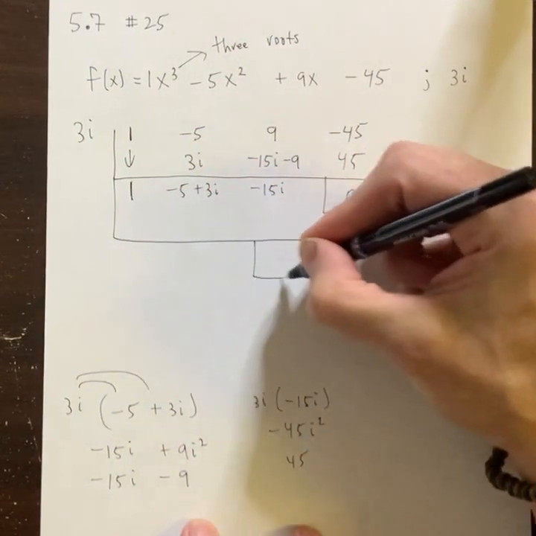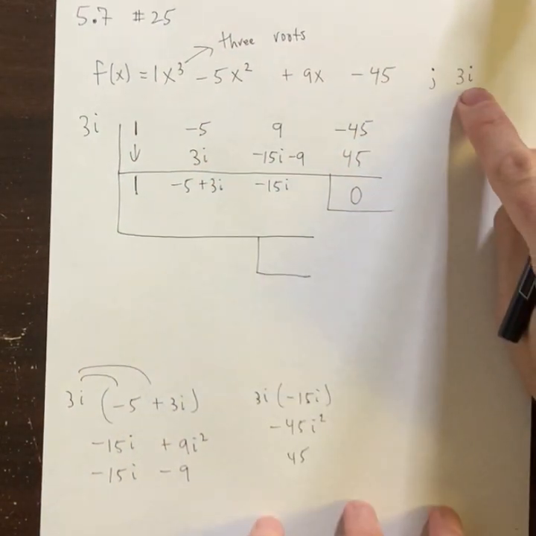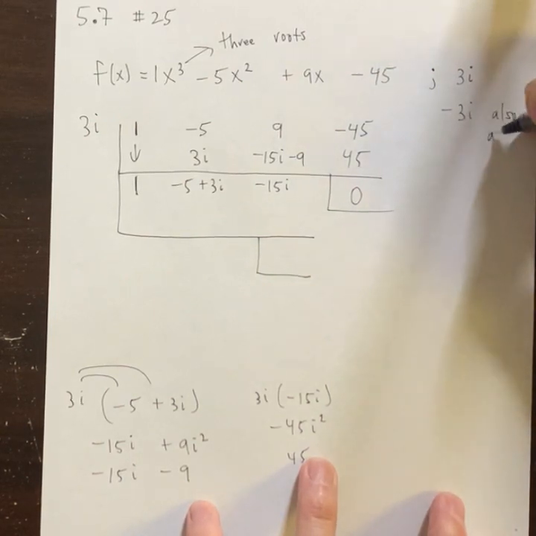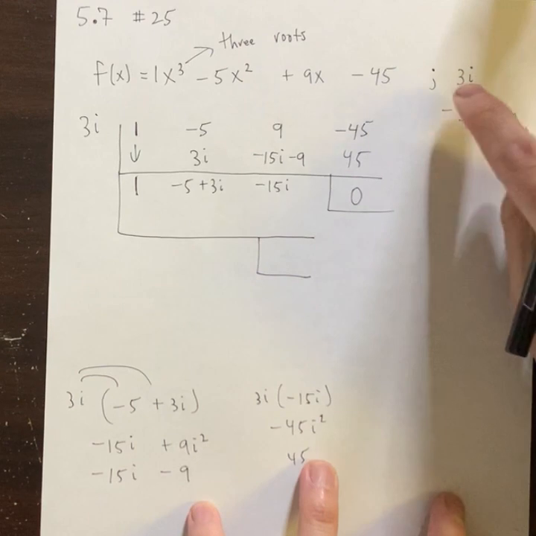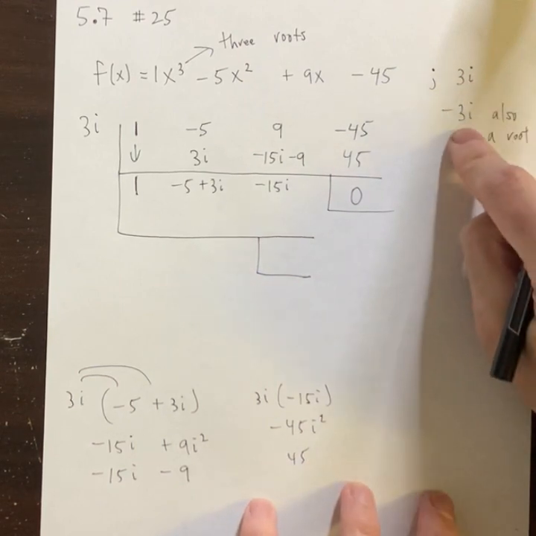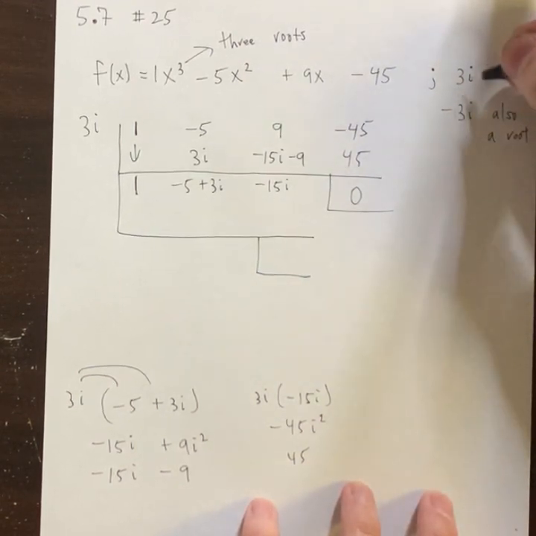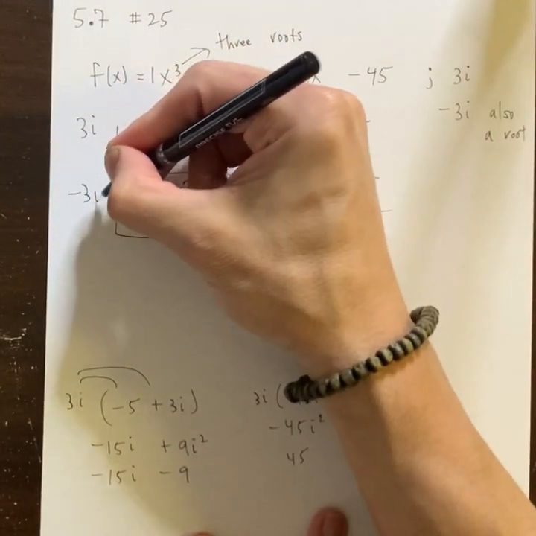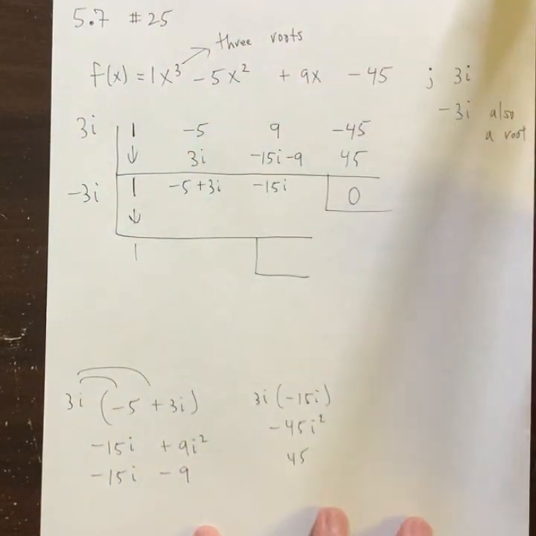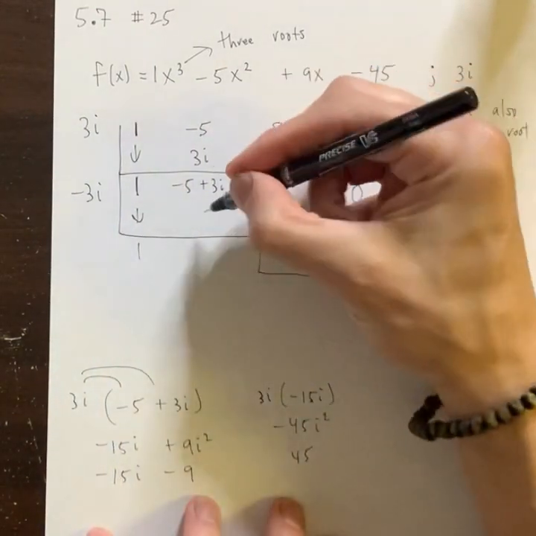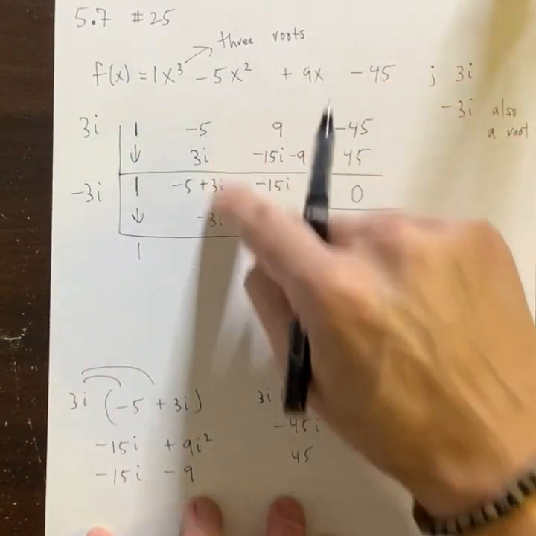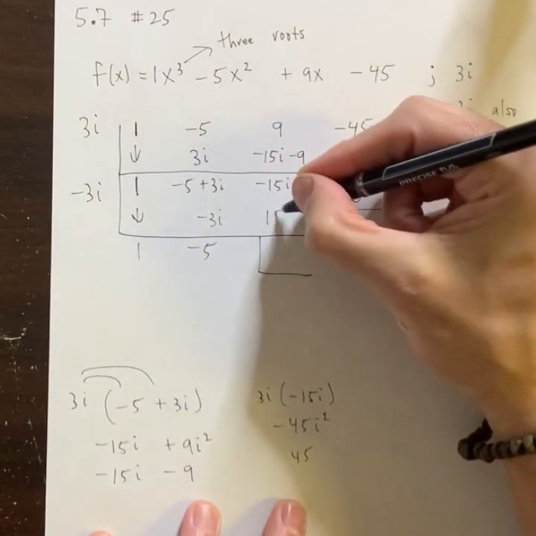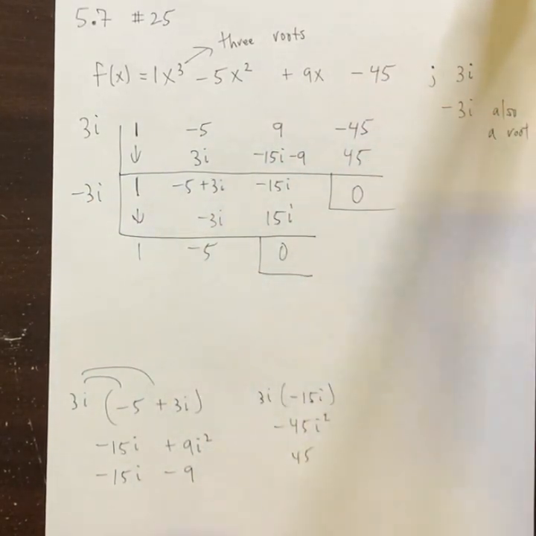But then remember what we talked about in class, how if 3i is a root, then negative 3i is also a root because this was imaginary. You always include the conjugate of a root that is either imaginary or irrational. And so negative 3i can go on the outside as well. And watch how conveniently this works out. 1 times negative 3i is negative 3i. When you add these, it's just negative 5. This times this is positive 15i, which has a remainder of 0.